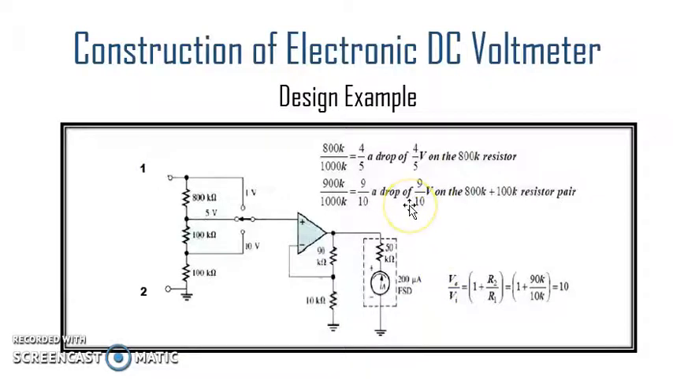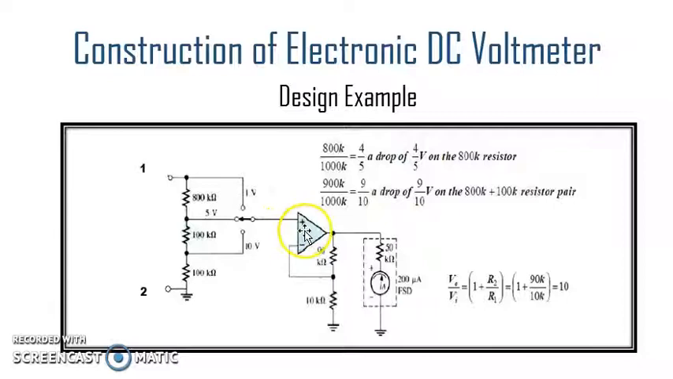As you can see, this particular circuit makes use of a potential divider in between the terminals 1 and 2. This potential divider consists of three resistors. One is of value 800 kilo ohms, the second one of 100 kilo ohms, and the third one is also of 100 kilo ohms. We are designing this electronic DC voltmeter for three ranges, that is 1 volt, 5 volt and 10 volts correspondingly, and these values of resistors are selected in such a way that for all ranges we get 1 volt as input of the op amp.